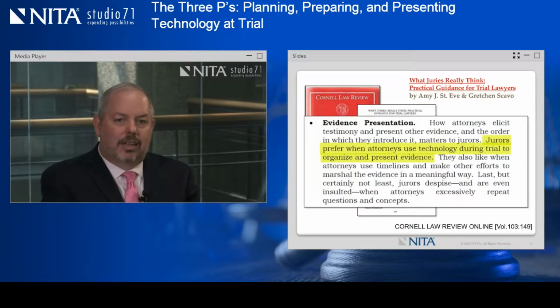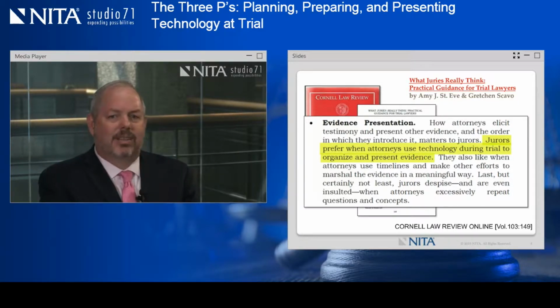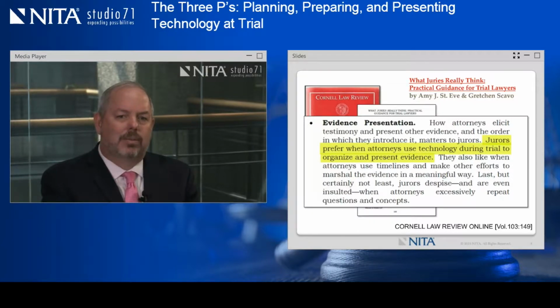Specifically, the study said, jurors prefer when attorneys use technology during trial to organize and present evidence. This aligns with my own observations of juror expectation, where they have come to expect use of trial technology in cases, and they want to basically do their service and get out. So if you delay them by ineffective use of tech or no tech at all, you may earn their anger.